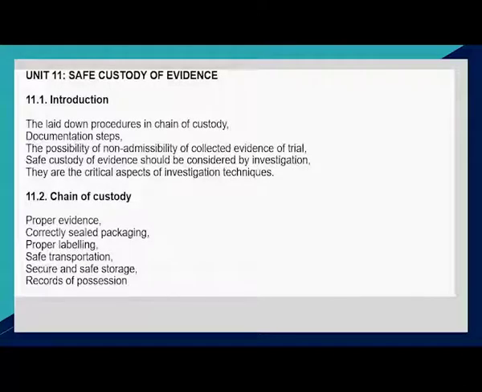Unit 11, safe custody of evidence. The laid down procedure in chain of custody, documentation steps, the possibility of non-admissibility of collected evidence at trial, safe custody of evidence should be considered by investigation. They are the critical aspects of investigation techniques. Chain of custody: proper evidence, correctly sealed packaging, proper labeling, safe transportation, secure and safe storage, records of possession.